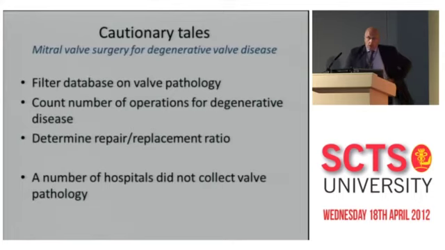This is another example. We were interested in looking at mitral valve repair rates for degenerative valve disease. So we filtered the data on valve pathology, and then we counted the number of operations for degenerative mitral valve disease and the proportion of those which were repair rather than replacement.